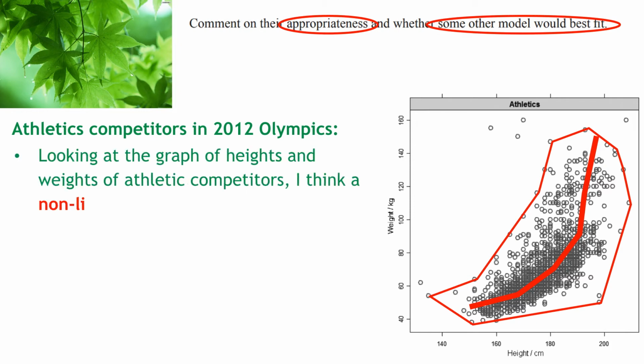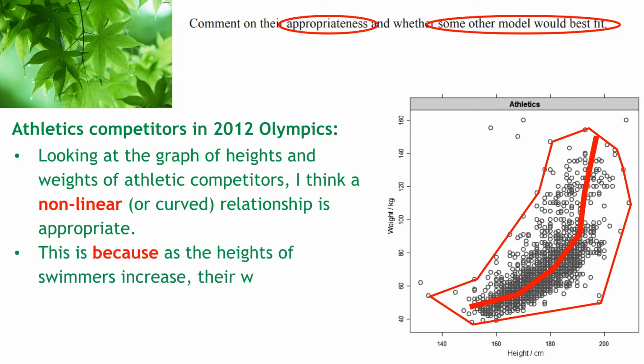So we can say, looking at our graph of the heights and weights of the athletic competitors, we think a nonlinear or curve relationship is going to be more appropriate. And now we need to justify that. So this is because as the heights of the athletes increase, their weight increases at a greater rate. So it's not a steady gradient. If you think about a slide, it's not a straight slide, or not climbing up a straight mountain. The gradient is changing for different heights. And that's our justification for being a curved relationship.